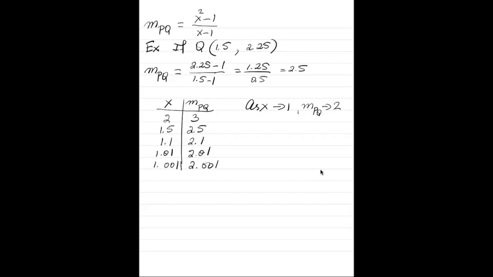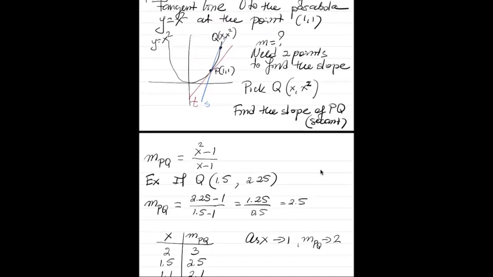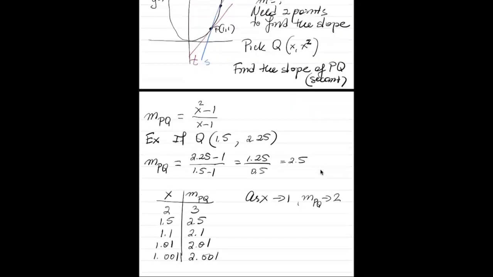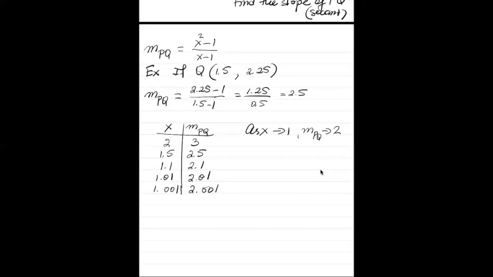We're looking at the table and we see that as x is approaching 1, remember x is the coordinate of our point Q, so as x is approaching 1, P is approaching Q. So our secant becomes a tangent. We see from the pattern for the slope of PQ that the closer x is to 1, the closer the slope is to 2. So we can assume at this point, we're just looking at examples and patterns, so we're assuming that the slope of our tangent line is 2.